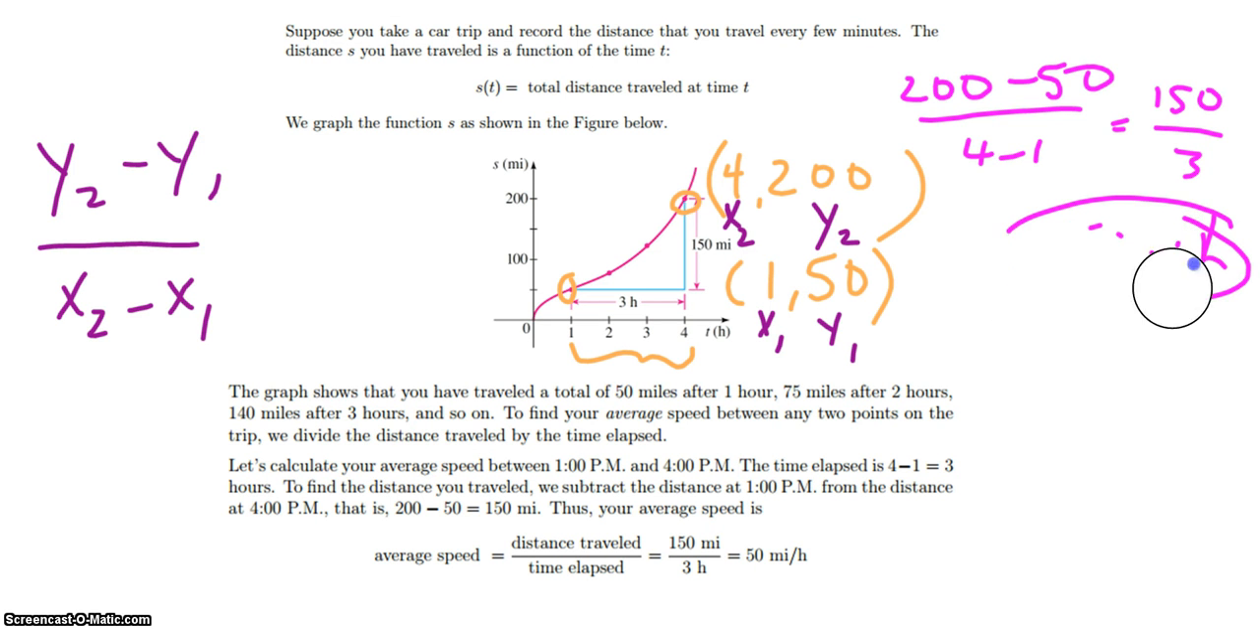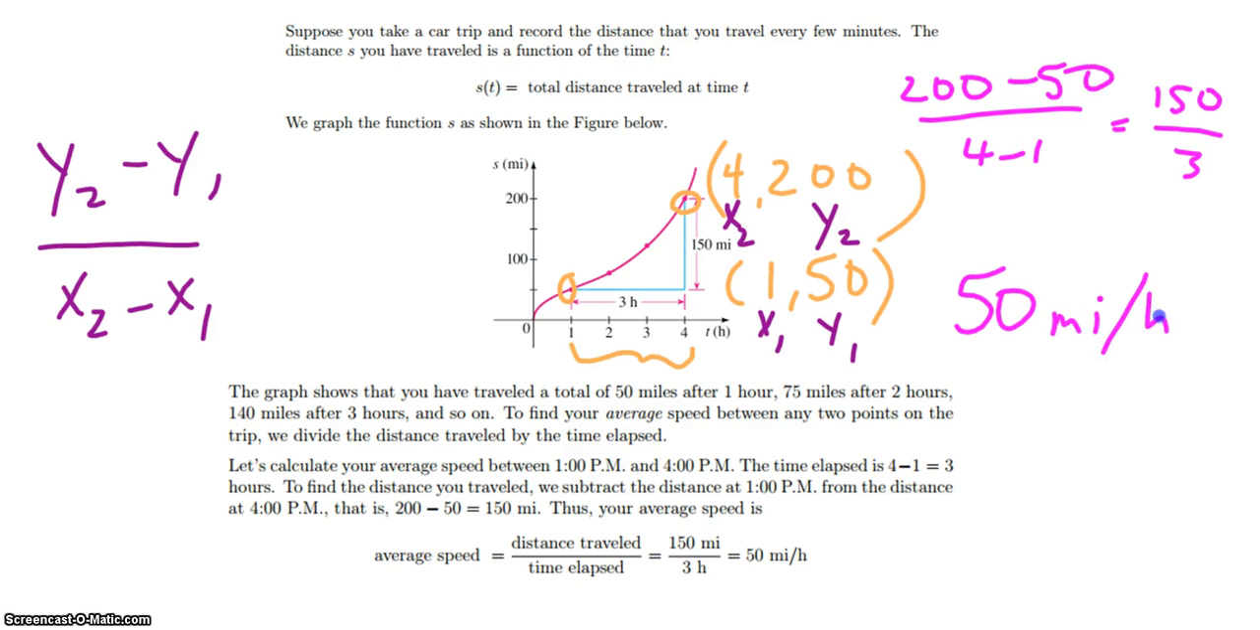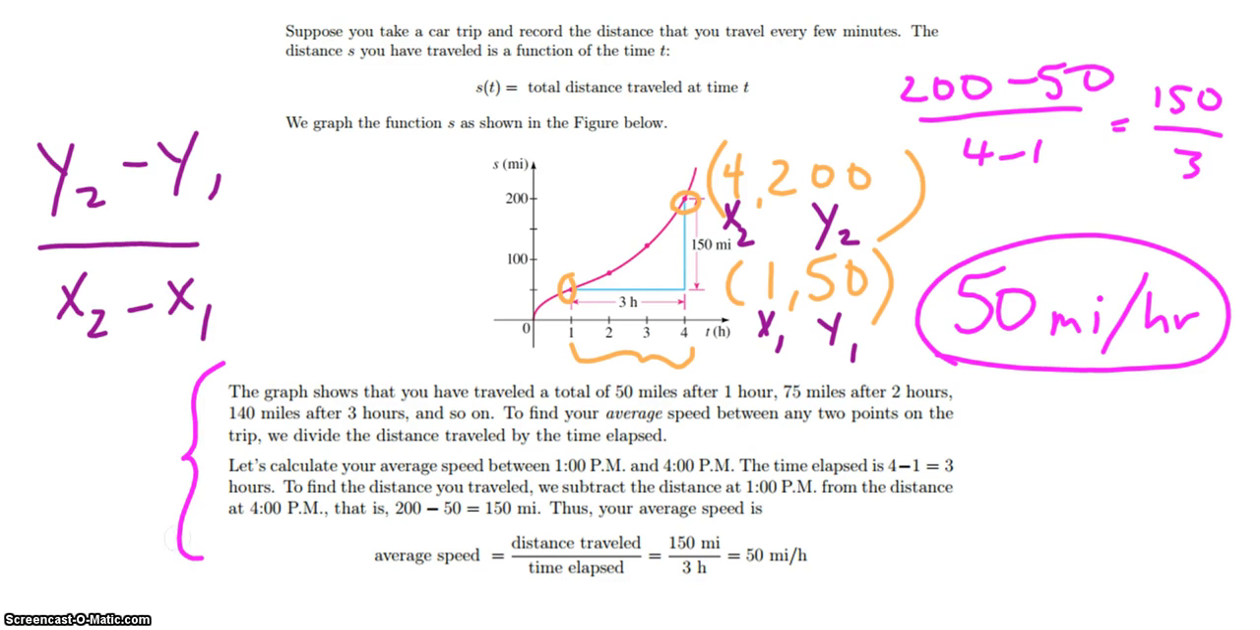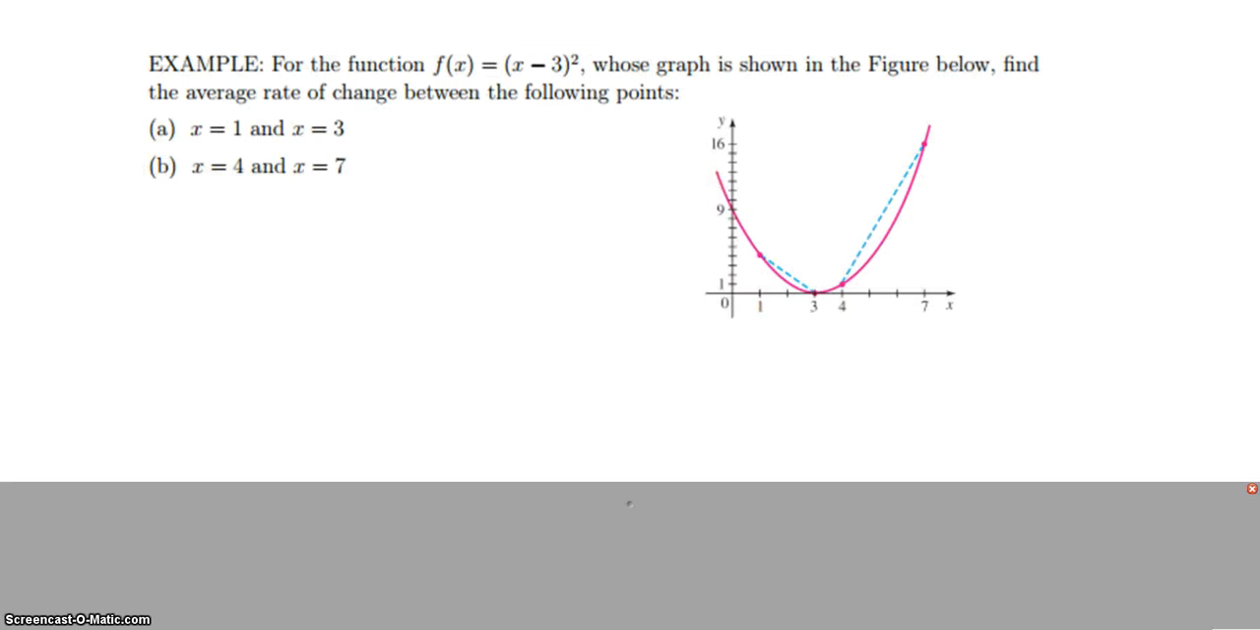Whoops, I'm not sure why that shifted like that. Let me try again. 50 miles per hour. There we go. And as you can see, there's a deeper explanation of what we just did. But really, if you remember the formula for the slope of an equation, you're okay with using that. Alright, so let's talk about this problem here.